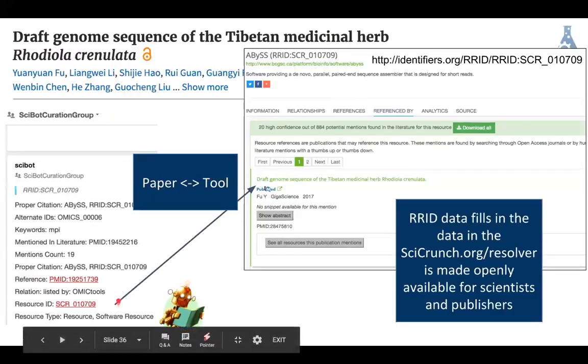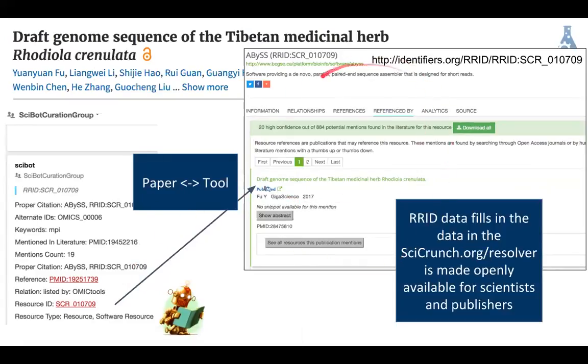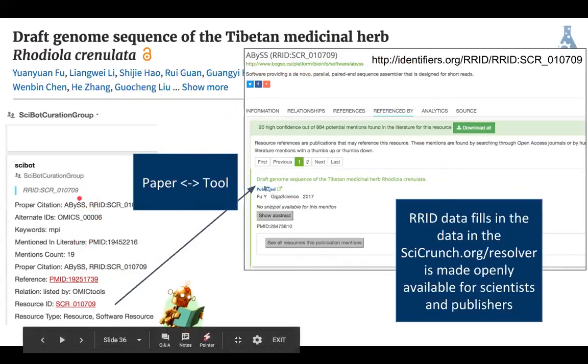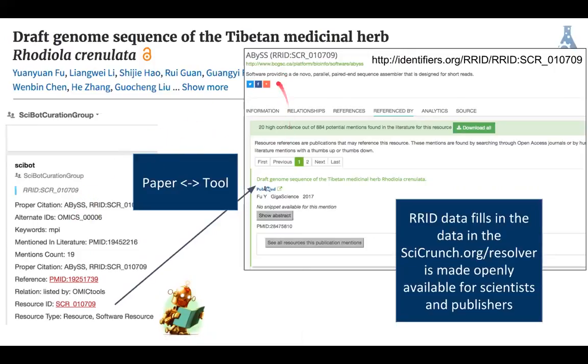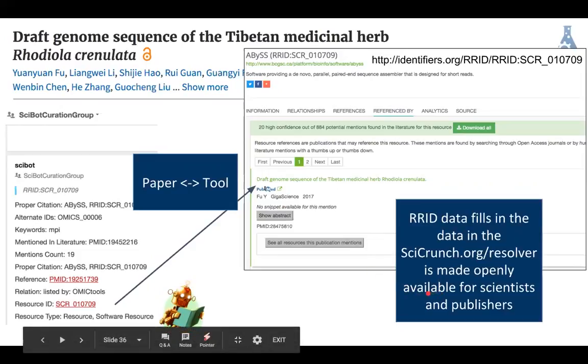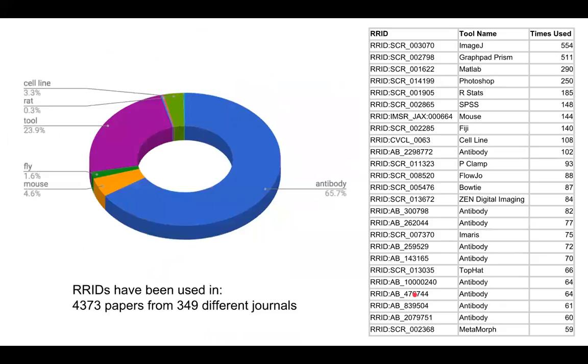And then we can import that data. Now this is within our system. So there's a particular tool, Abyss, being described in this paper. And now if we look at the web page for Abyss, and we look at this area which is referenced by, we see that this GigaScience 2017 paper has been associated with this tool. So the RRID data fills the resolver and is made openly available for scientists, for publishers, for anyone who wants this particular data.